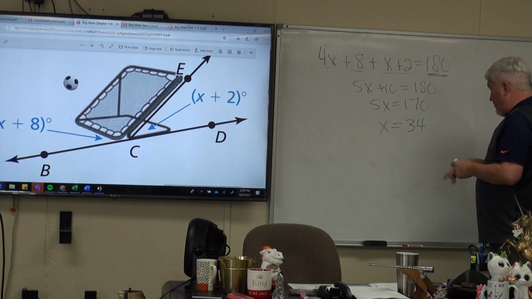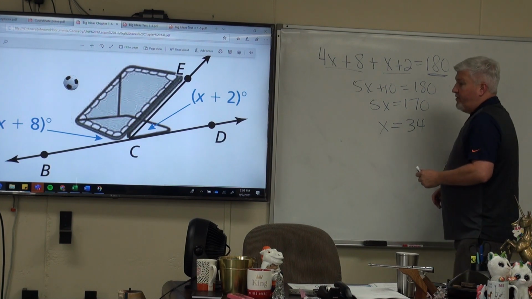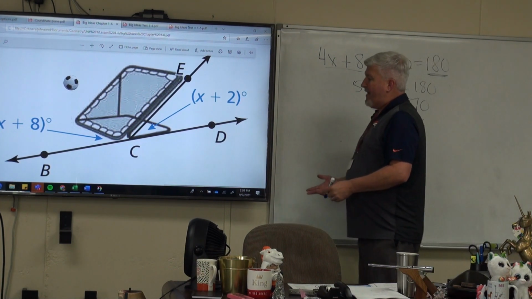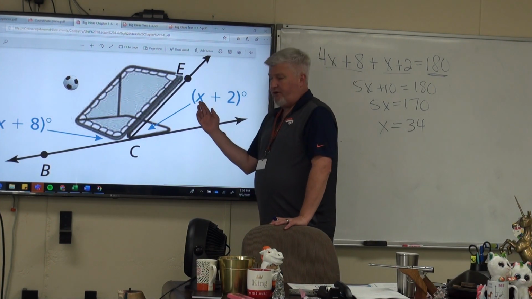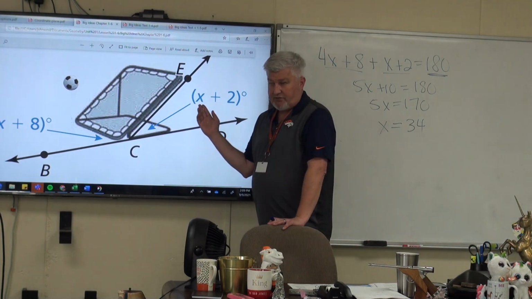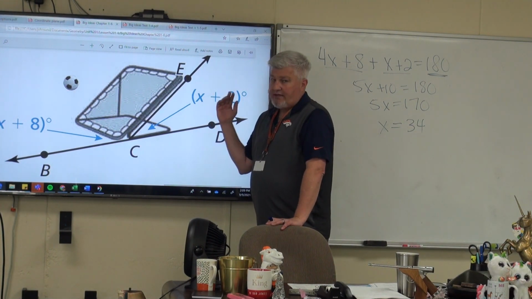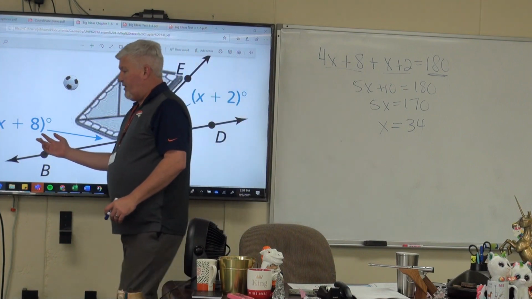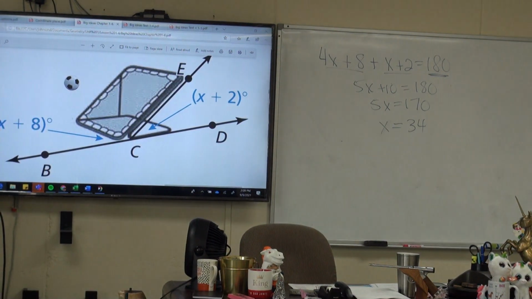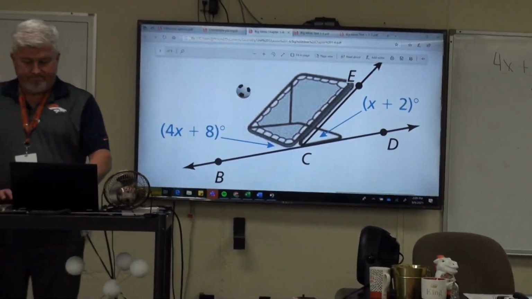Double checking to make sure. Yeah, all right. So x is 34, plug that back in. I'll start on the easy side here: 34 plus 2 is 36 degrees. Subtract that from 180, and this would be 144. Okay? All right.